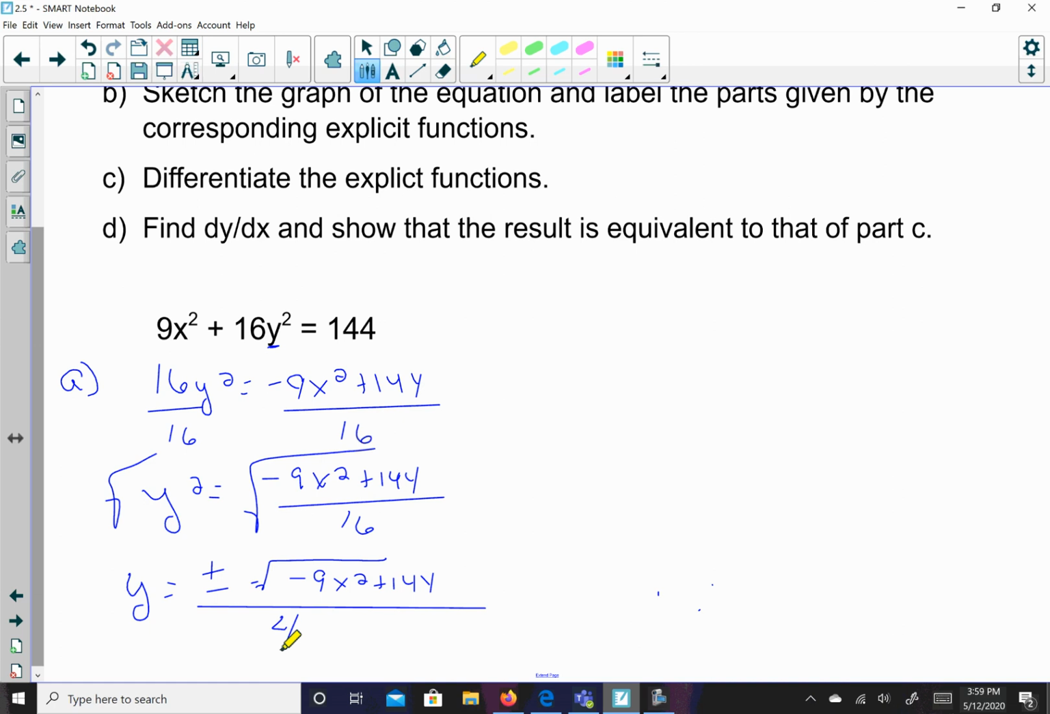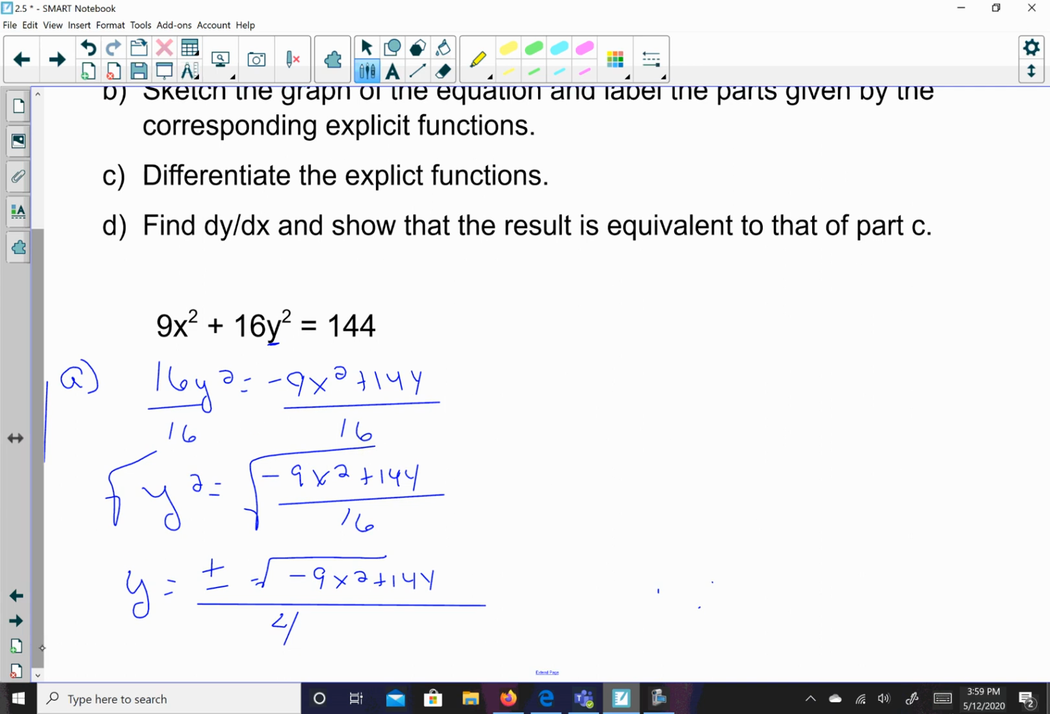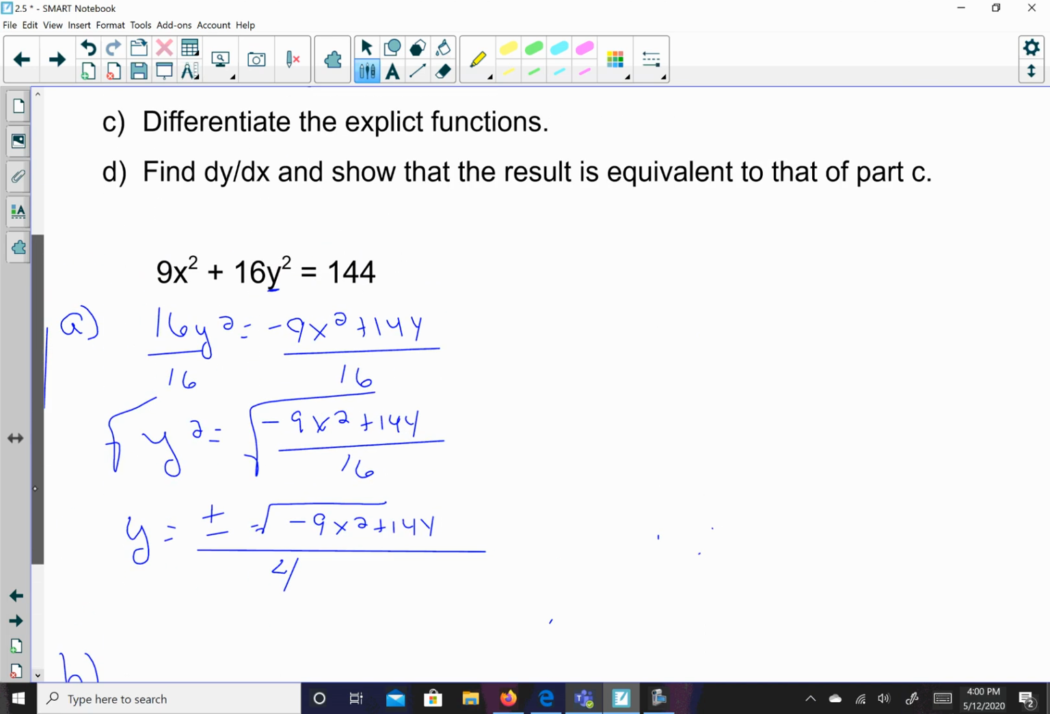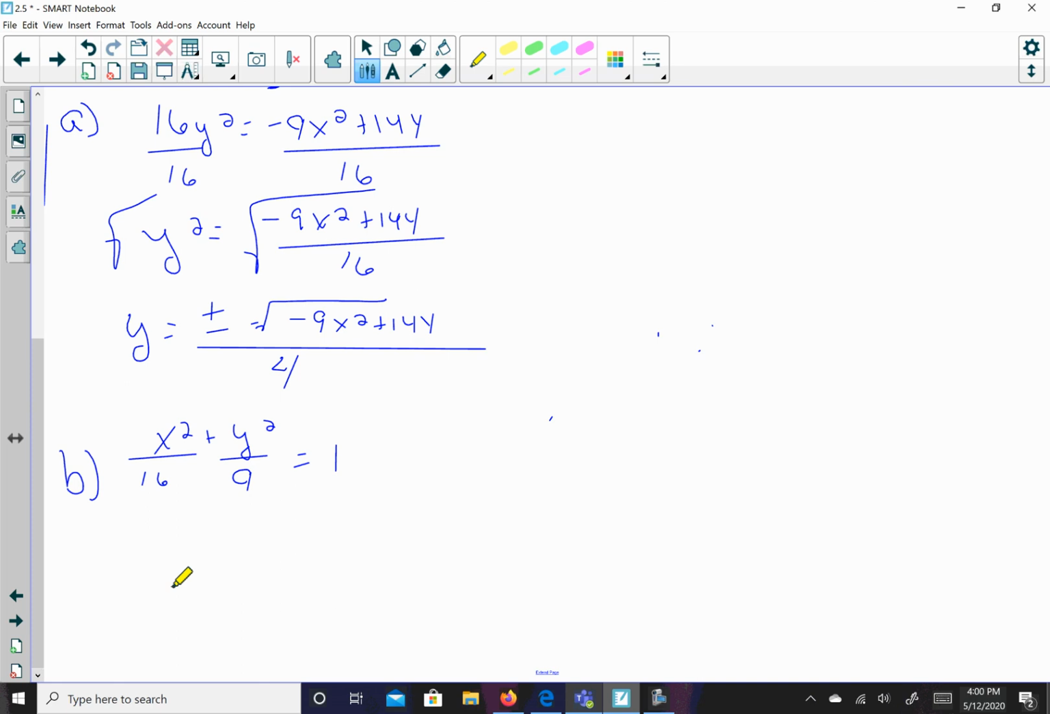So that's part A, finding the two explicit functions. Remember, one would be the positive, one would be the negative. Those are my two functions. Part B asks me to graph that. You are either going on your calculator and graphing it, or I'm going to go back up here, and if I divide everything by 144, that would be x squared over 16 plus y squared over 9 is equal to 1. So it's an ellipse. 1, 2, 3, 4. 1, 2, 3, 4. This is why we did this.